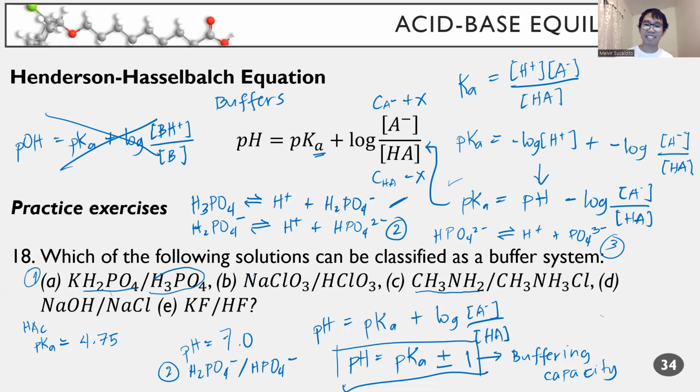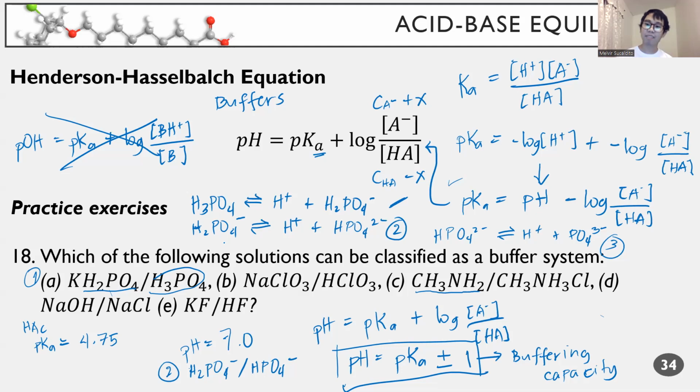HF is a weak acid, therefore it is possible, but not really very possible. The essential species is HF. That's it. There's no ion, it's just HF. And then for KF, the essential ion is technically just F minus. And that is an acid and conjugate base pair, and HF is a weak acid anyway. K is just a spectator ion.